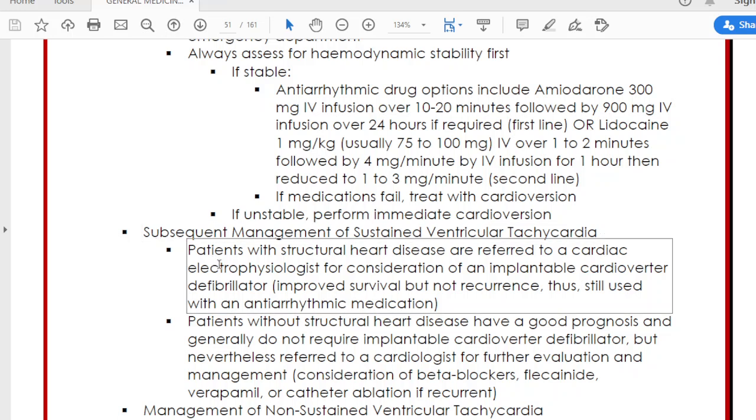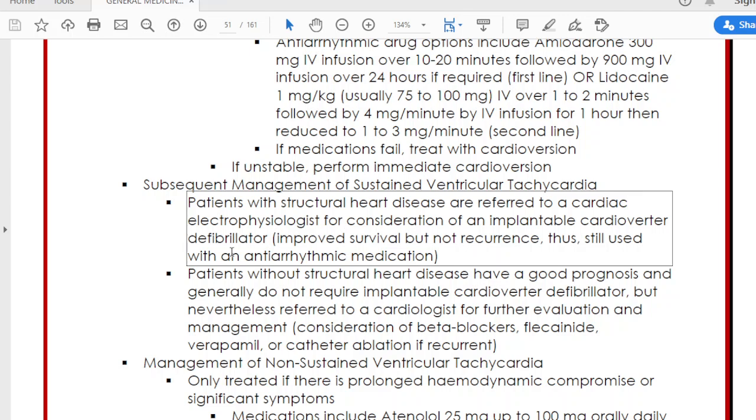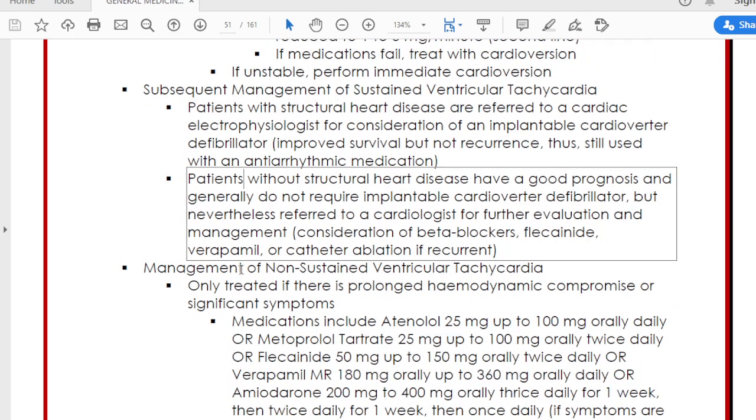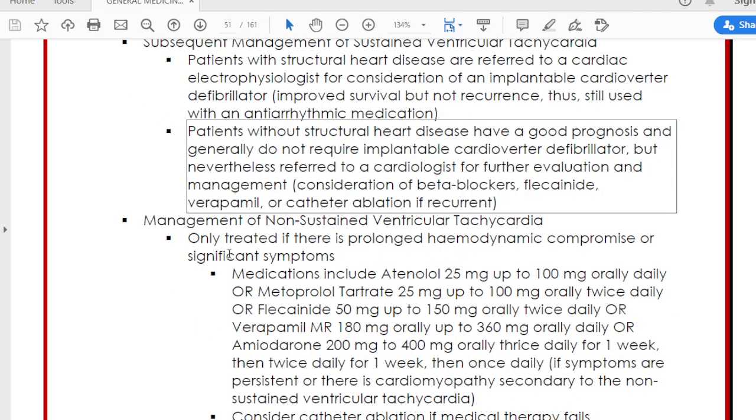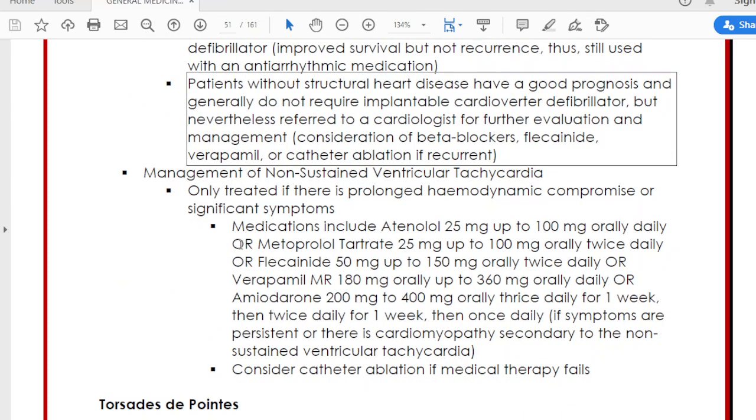Patients with structural heart disease are referred to a cardiac electrophysiologist for consideration of an implantable cardioverter defibrillator, which improves survival but not recurrence, thus it is still used with an antiarrhythmic medication. Patients without structural heart disease have a good prognosis and generally do not require an implantable cardioverter defibrillator, but are nevertheless referred to a cardiologist for further evaluation and management, consideration of beta blockers, flecainide, verapamil, or catheter ablation if recurrent.